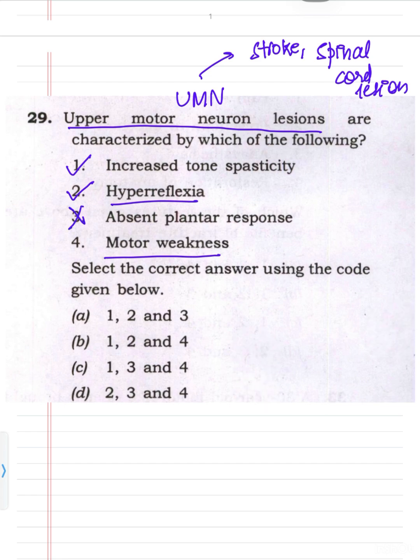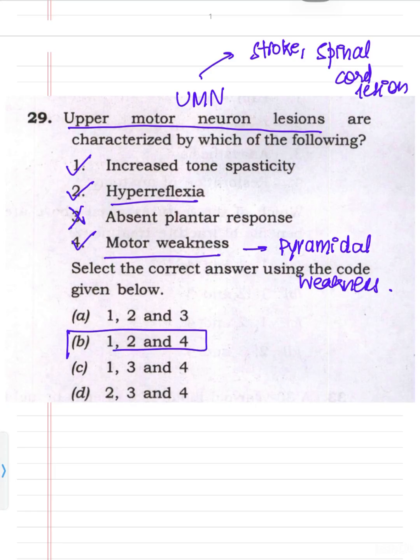Coming to motor weakness, yes, UMN lesion causes pyramidal weakness, and so there will be motor weakness. So the correct answer will be 1, 2 and 4. So this is the correct option.